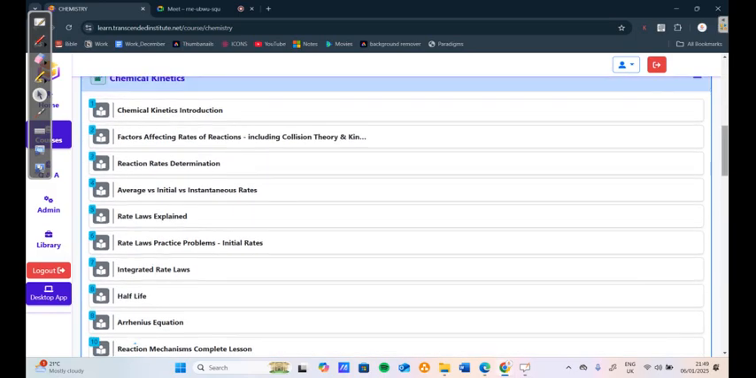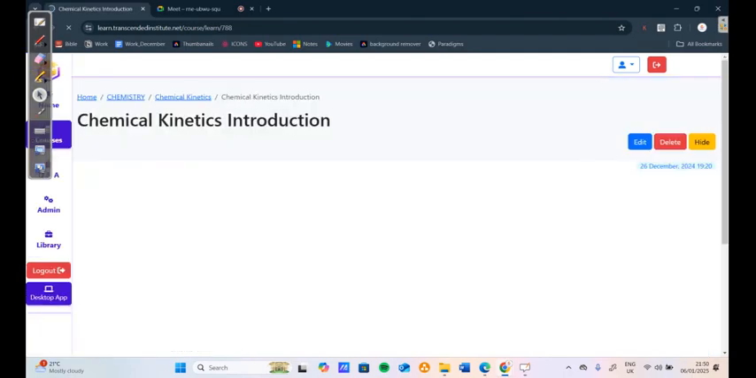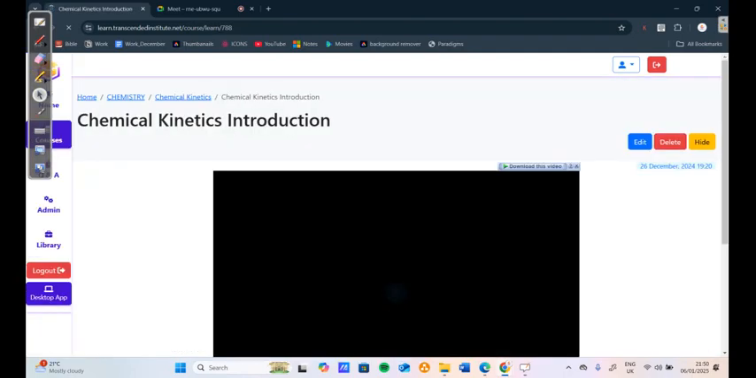If you open chemical kinetics, you see what I've already covered. I've covered the introduction, the collision theory and the factors, and reaction rate determination. This part I haven't covered, and electrodes I'm yet to cover. Everything that you are seeing in that exam paper is already available on the site. So this is what you have access to at your own convenient time.